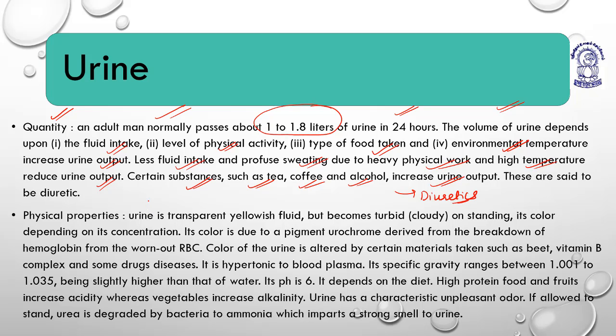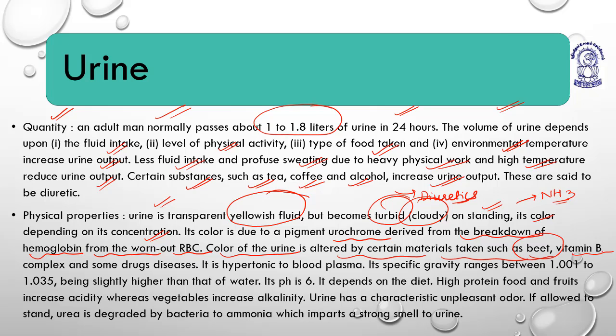Physical properties. Urine is a transparent yellowish fluid but becomes turbid or cloudy on standing because of the release of ammonia. Its color depends upon its concentration. Its color is due to the pigment urochrome derived from the breakdown of hemoglobin. The heme will break into biliverdin and bilirubin, which will form the urochrome, from the worn out, dead RBCs. The color of the urine is altered by certain materials such as beet, vitamin B complex, and certain drugs and diseases.